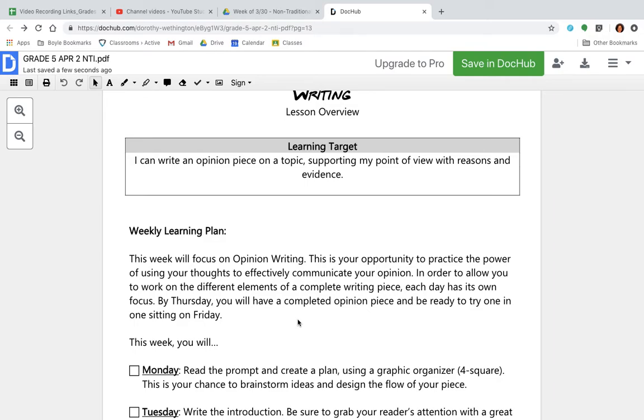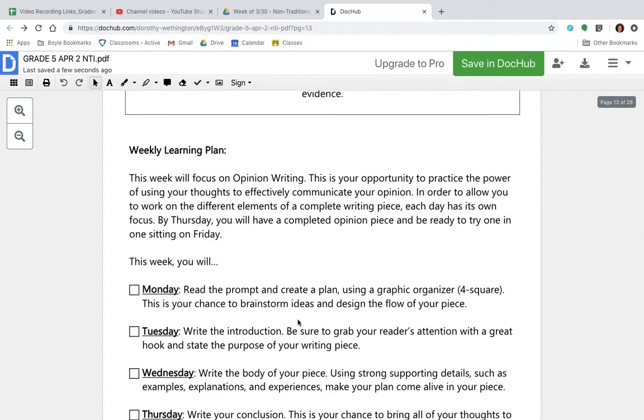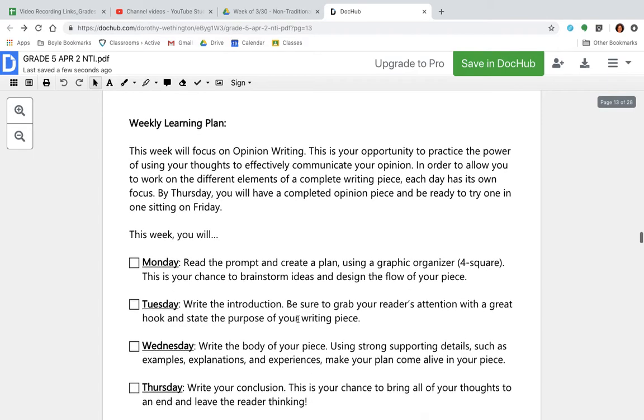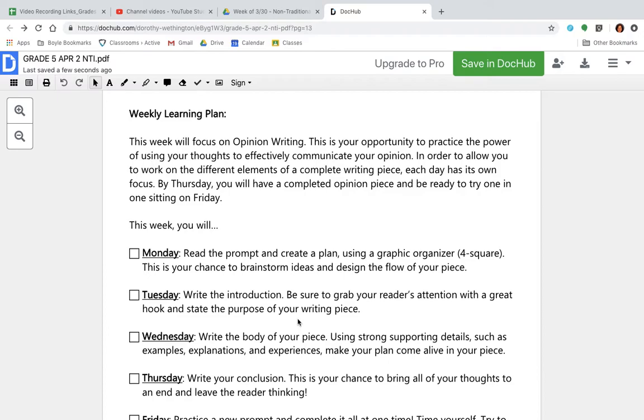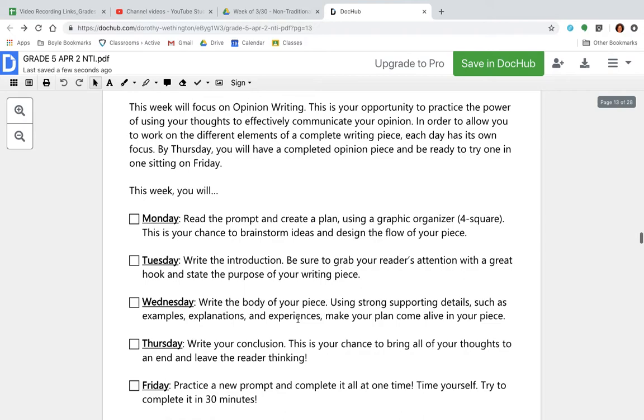This week you will, Monday, read the prompt and create a plan using a graphic organizer or Foursquare. This is your chance to brainstorm ideas and design the flow of your piece. Tuesday, write the introduction. Be sure to grab your reader's attention with a great hook and state the purpose of your writing piece. Wednesday, write the body of your piece using strong supporting details such as examples, explanations, and experiences. Make your plan come alive in your piece.